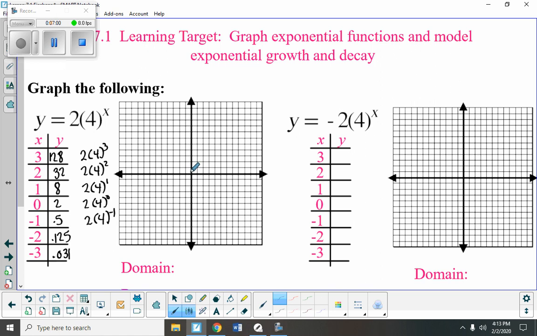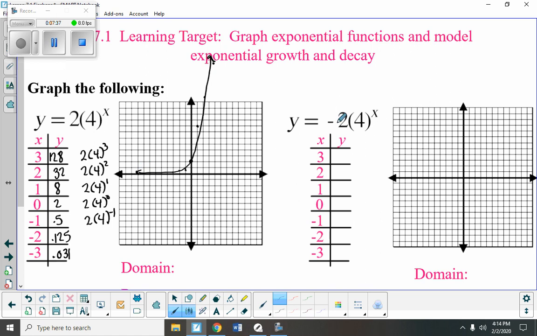Now let's graph that. So we're going to go over 3 up 128, which is way, way off the graph. So I'll just put a number up high, value up high. Go over 2 to 32. Okay, go over 1 to 8. Go over 0 up 2. Back 1, we're at a half. -2, 0.125. -3, we just get smaller, smaller. And so it's going to be like this. All right, let's do another one.